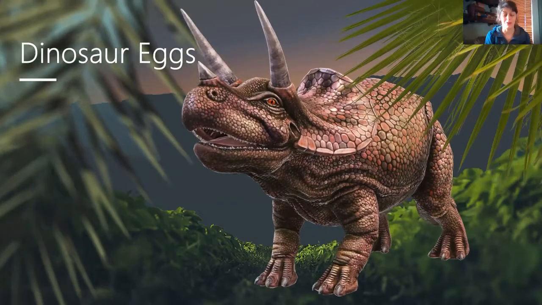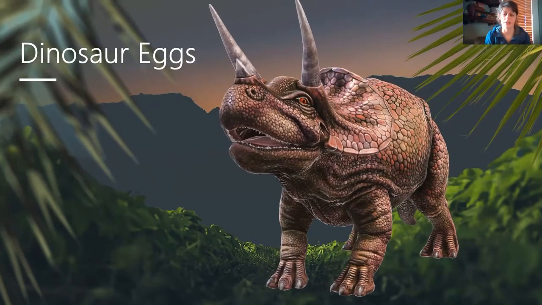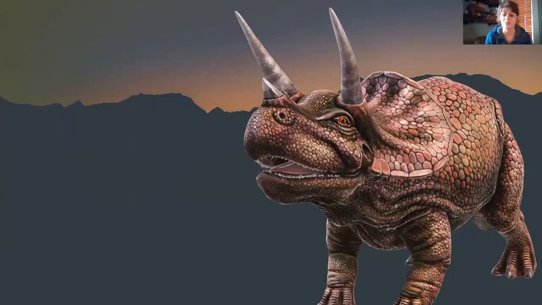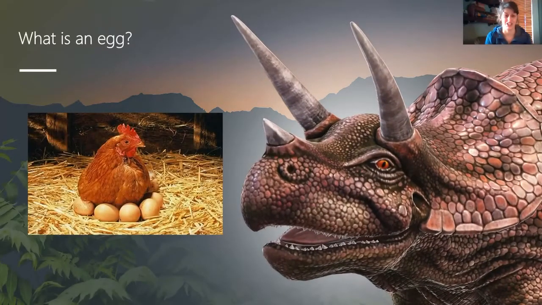So you might be familiar with eggs because lots of organisms that live on land lay eggs. For example, lizards lay eggs, crocodiles lay eggs, chickens lay eggs. Lots of organisms other than mammals that have a backbone lay eggs. And so when we're thinking about dinosaur eggs, they're not actually that different than the eggs that a chicken lays.